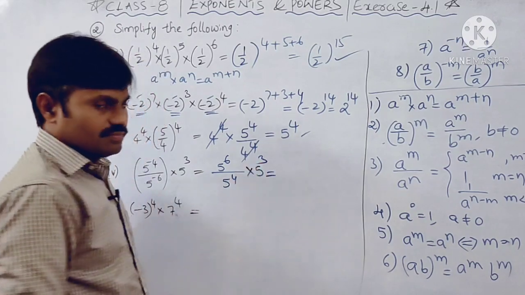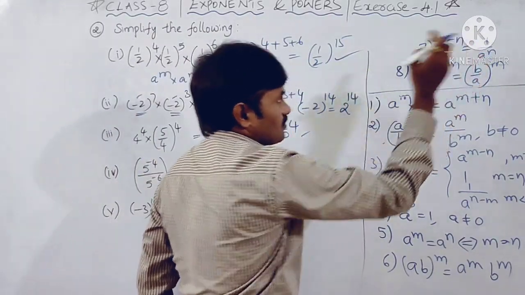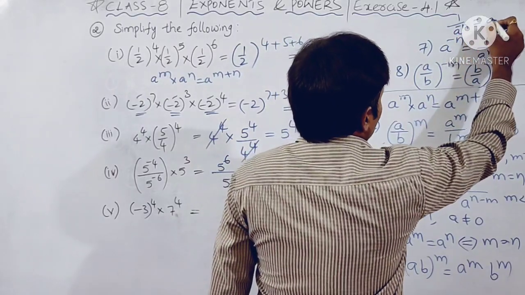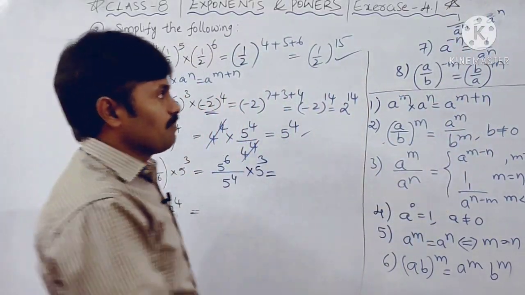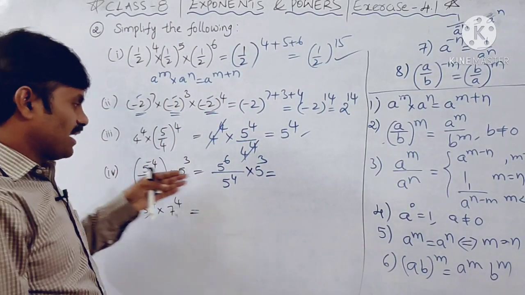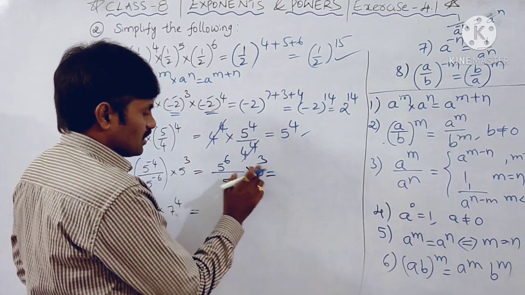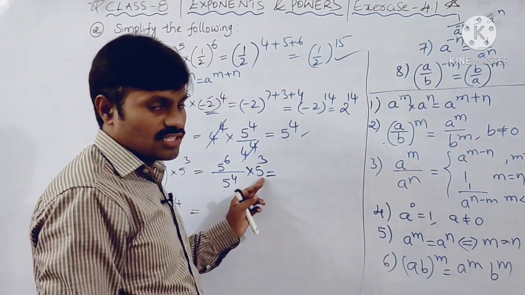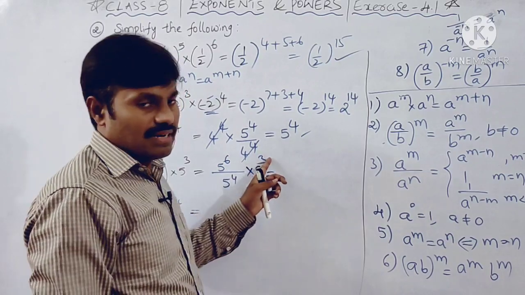Now I repeat, here 5^-4 can be written as 1 by a^n. In another way, 1 by a^-n can be written as a^n. Same, that only I applied here. Now numerator into numerator: the bases are equal, what are the bases? 5, here also 5. The middle is a multiplication sign, so the powers must be added.